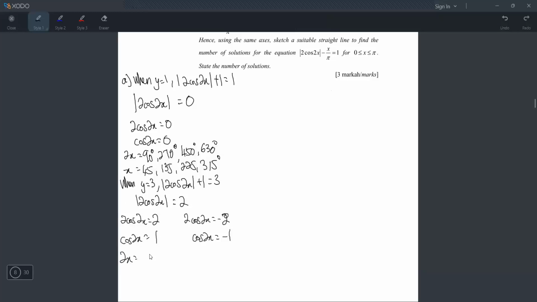And cos 1, you should hafal. The nilai for cos 1 is 0 and 360. Right? But it's 2x, so you have to take all your answers plus 360. So you get 720 here, divide 2, 0, divide 2, 180, divide 2, 360. Yep. Let's go here. This is also a special case. Cos -1 is 180. But if it's 2x, you have to take all your answers plus 360. So you have 540 here. Divide 2, 90. Divide 2, 270.